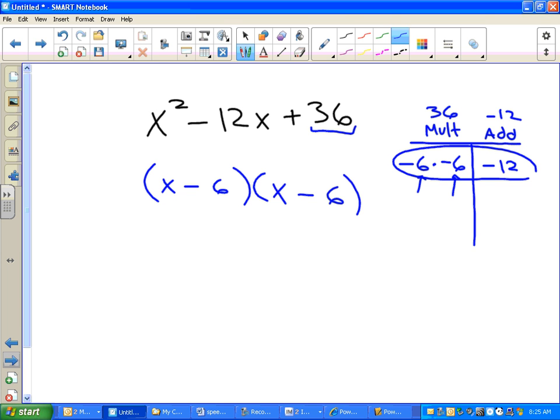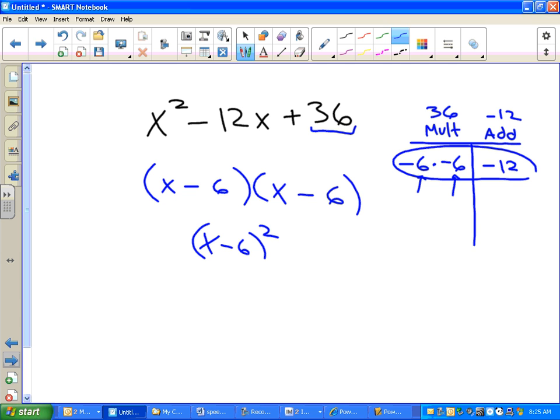Okay? So x minus 6 times x minus 6 is our factored answer. But can't we simplify this one last time? We have the same thing multiplied by itself. So it's just x minus 6 squared. That's it.